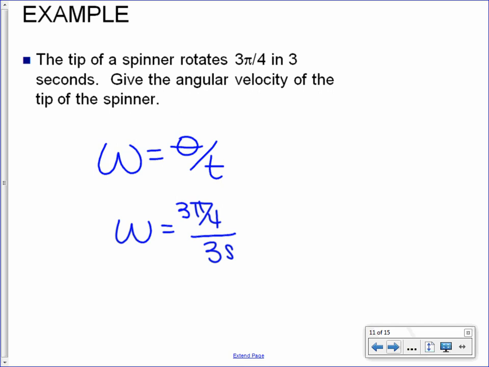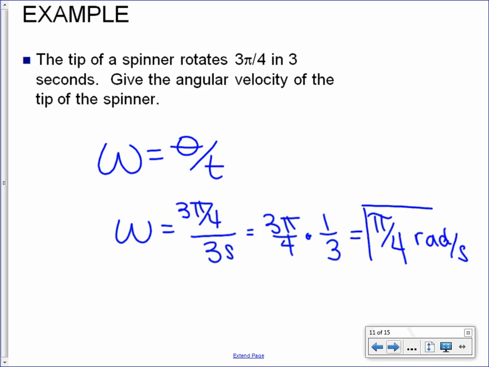How do we do division here? We multiply by the reciprocal. So what is 3 pi over 4 divided by 3? We multiply by the reciprocal, correct? Pi over 4. We have an angle measure in radians over a time in seconds, so we would say this is pi over 4 radians per second.